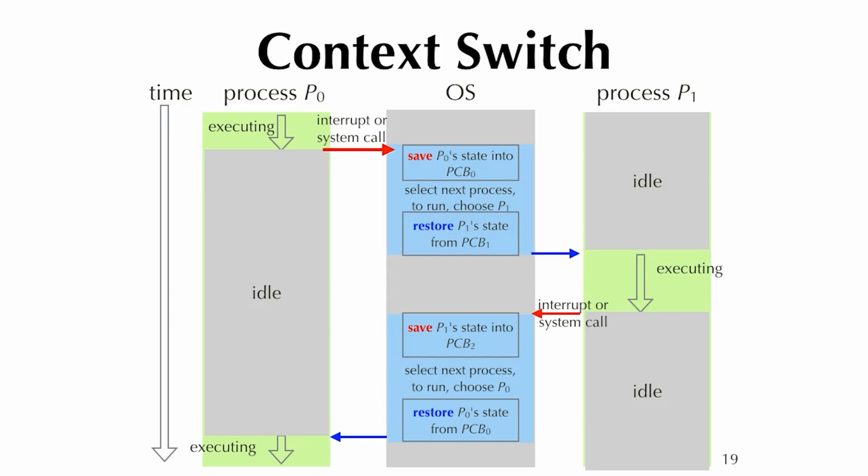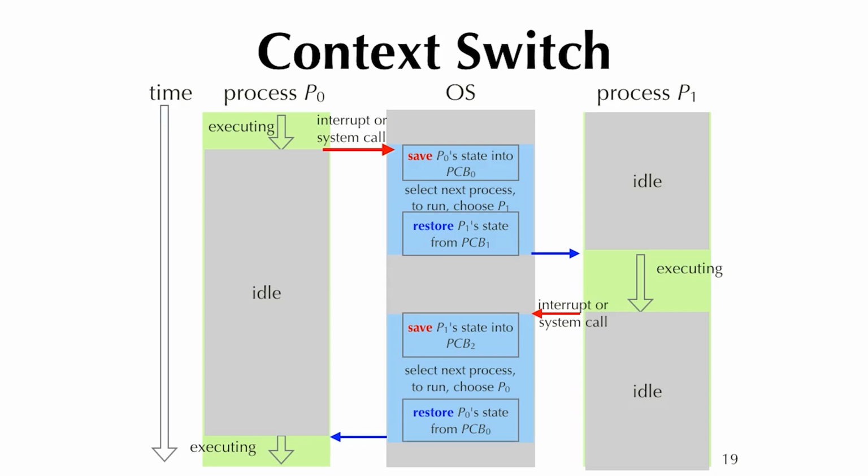Once it's restored, it can run. Normally this is done with some kind of a return from interrupt. But this one is set up so that the stack is ready to restore the state the last time it was taken away, right? So in this case it chooses P1, restores, and then starts running P1 for a while.